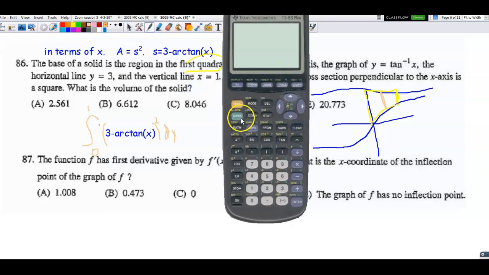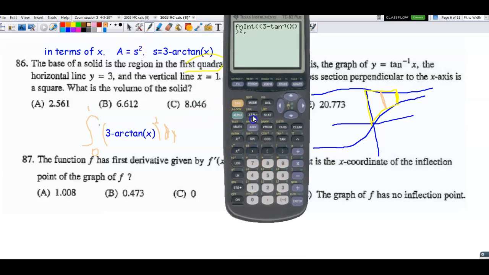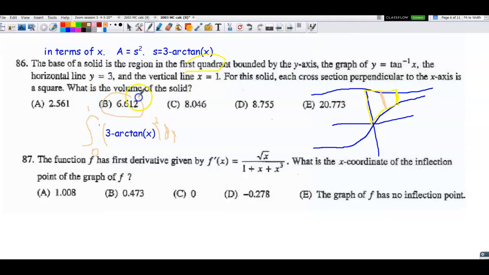Clear. Math 9, parentheses, 3 minus inverse tangent of x, close, close, squared, in terms of x from 0 to 1, and I get 6.613, which is B.